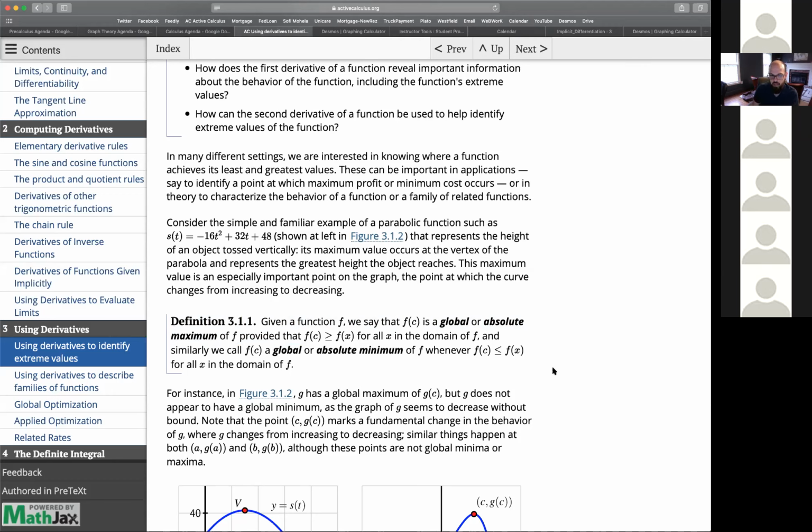But absolute maximum means that you have an output that is at least as big as every other output. So there could be things that match you in terms of output, but nothing is bigger. And then same thing for minimum. You have the smallest possible output. There are other things out there that might be able to match you, but nothing has a smaller output than you do, right? So these are the ideas of global or absolute max and min.